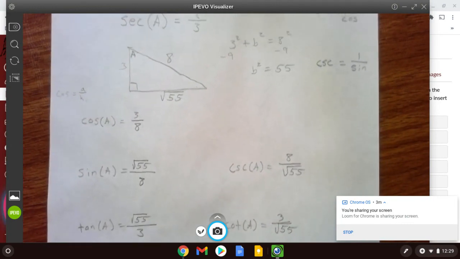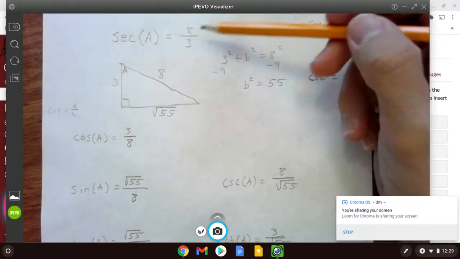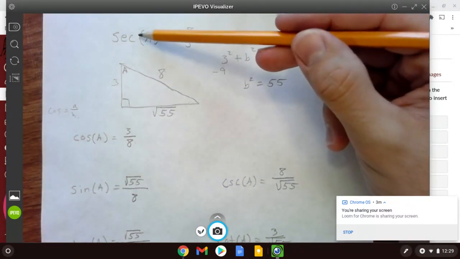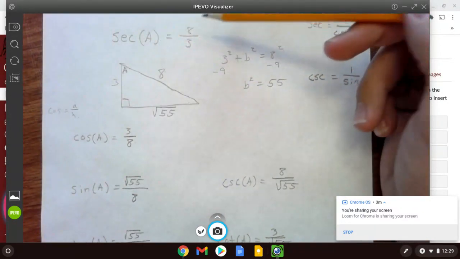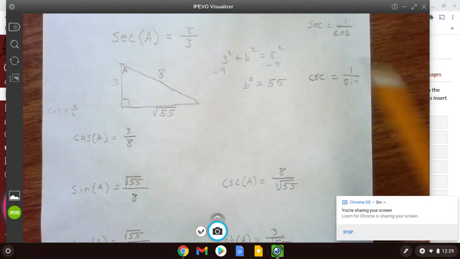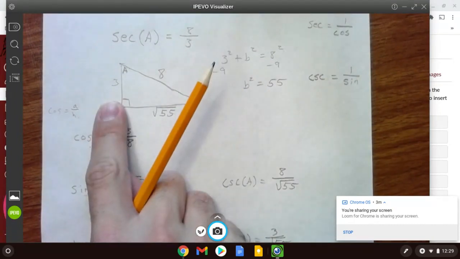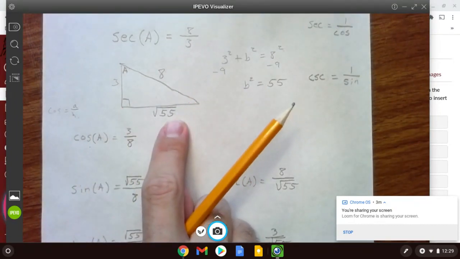So nothing really different here. Just the thing to catch, the main thing we did was, instead of thinking of it as secant of A is 8 over 3, we just did the reciprocal. So cosine is equal to 3 over 8. And then from there, we drew our triangle, and then used the Pythagorean theorem to figure out our missing side there.